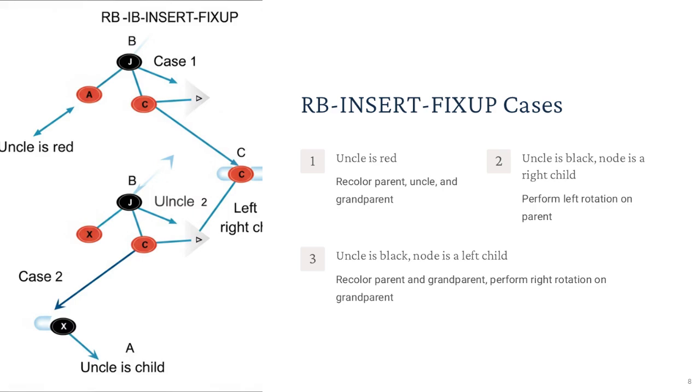In the second case, the uncle is black, and the new node is a right child. Here, a left rotation is performed on the parent, converting the scenario into the third case. In the third case, the uncle is black, and the new node is a left child. The parent and grandparent are recolored, and a right rotation is performed on the grandparent. These cases collectively ensure that the tree remains balanced and all red-black properties are restored after insertion.